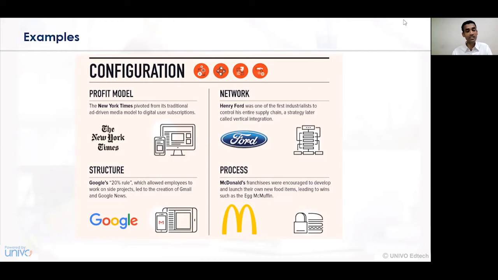The next example of configuration innovation is the processes. We have the example of McDonald's. McDonald's franchisees were encouraged to develop and launch their own new food items, leading to wins such as the Egg McMuffin. Initially, McDonald's was providing only a few products, but it encouraged people to take up new franchises, and the new franchises provided ideas, and new products were developed, such as the Egg McMuffin. Accordingly, a new product strategy was created and innovation was undertaken in terms of service delivery.